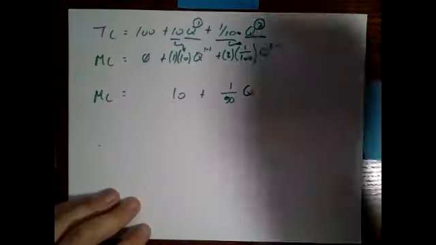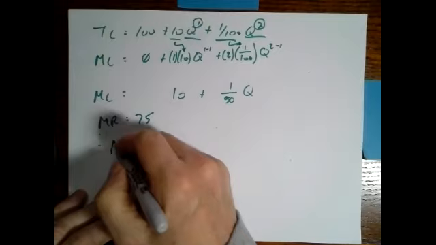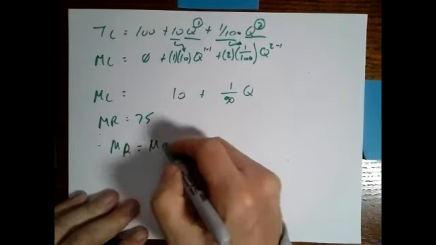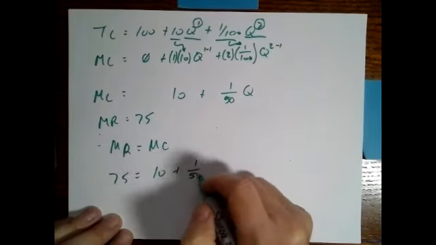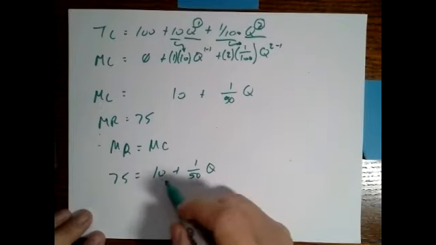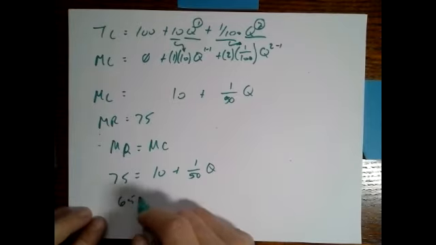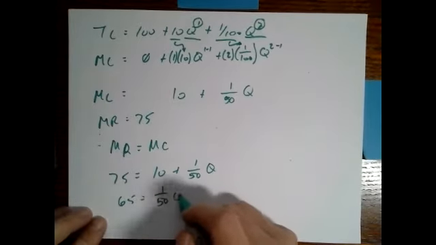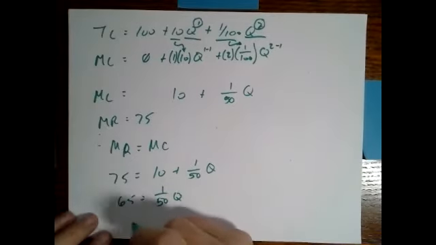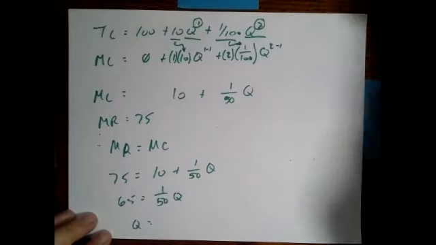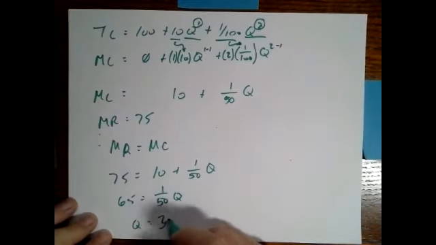So what we're going to do is take our MR, which is equal to 75, and say MR equals MC. And so we're going to say 75 equals 10 plus 1 over 50Q. We're going to subtract 10 from both sides, right? So minus 10 over here, minus 10 over here. We'll get 65 equals 1 over 50Q. Then we're going to multiply both sides by 50 to cancel out the 1 over 50. And we get Q is equal to 3,250.